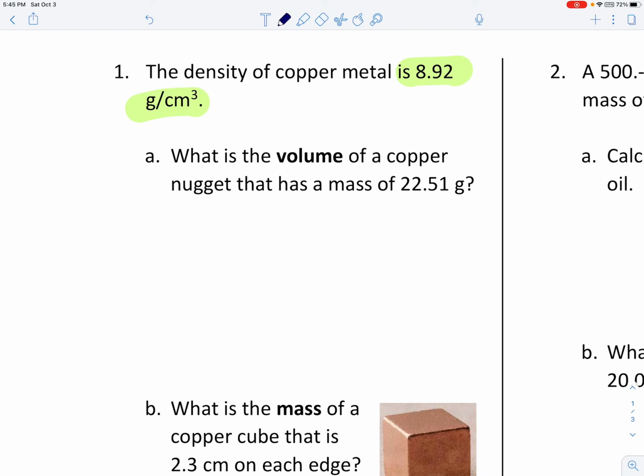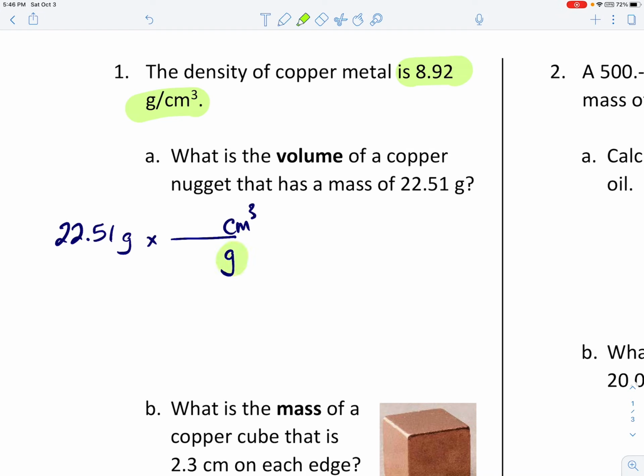So let's start by writing down the mass, the number that we were given in the question. So we have 22.51 grams of copper. And just like any unit multiplier, we want to get rid of the grams, so we'll put the grams on the bottom of my multiplier. Then we're trying to find volume. When you look up at the density units, you see grams per cubic centimeter. So the units for the volume are going to be cubic centimeters.